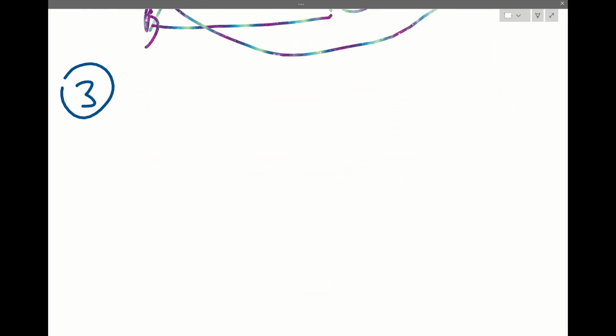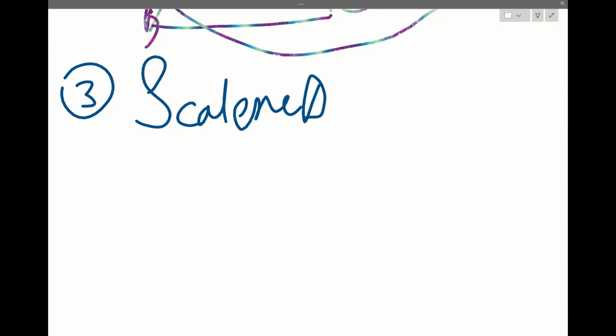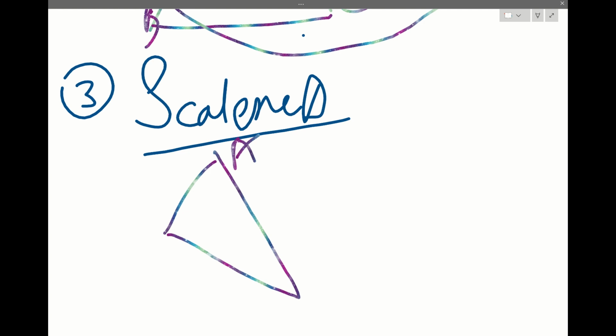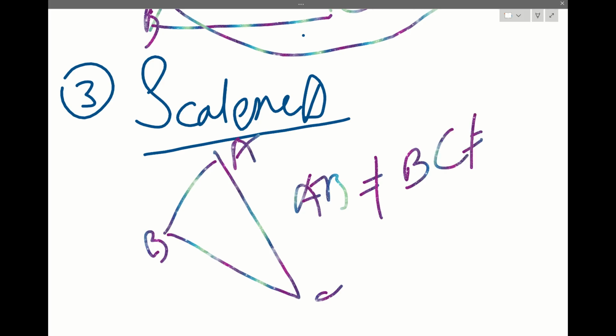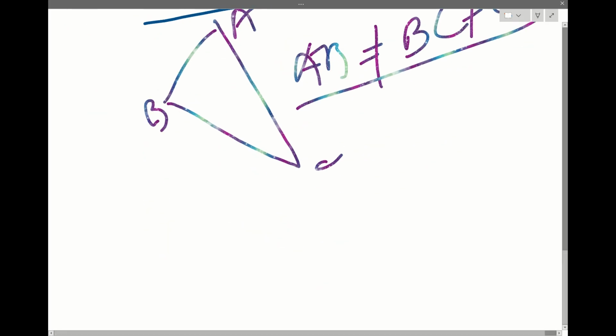Next is the scalene triangle. In a scalene triangle, all three sides are different. Such a triangle in which AB is not equal to BC and BC is not equal to CA, is known as a scalene triangle. This classification was based on the sides.